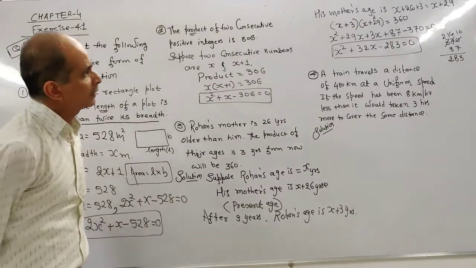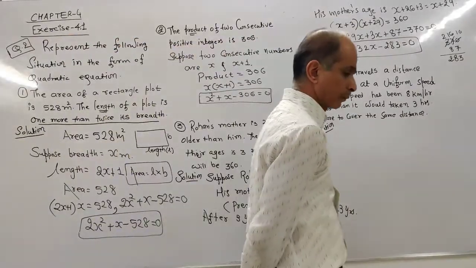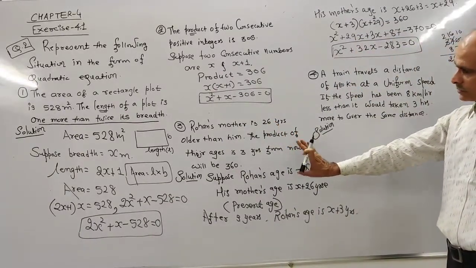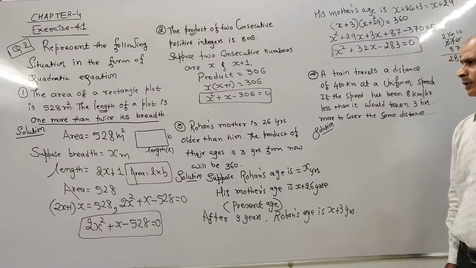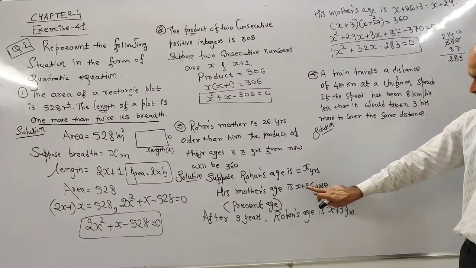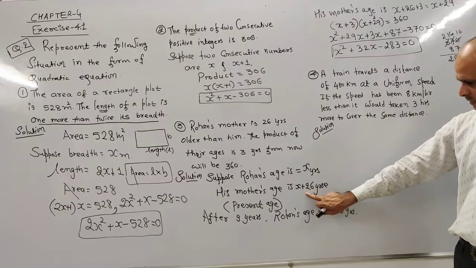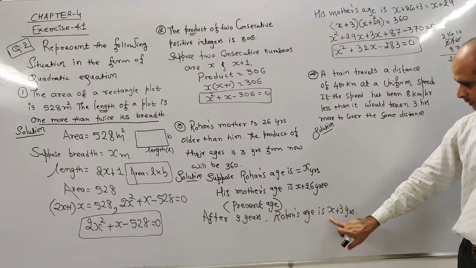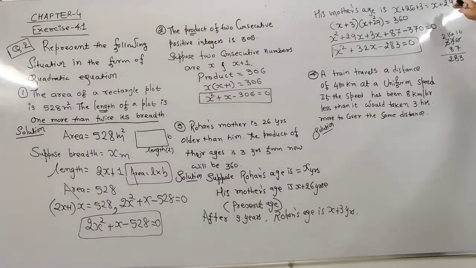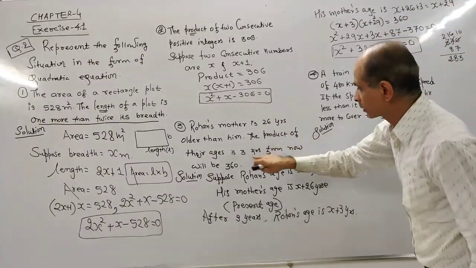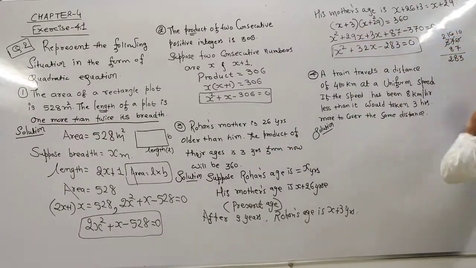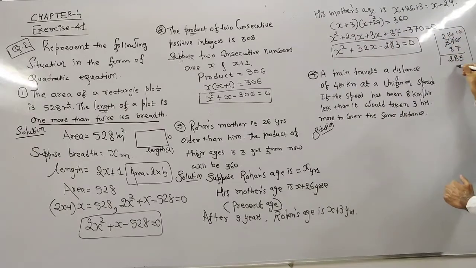This is a quadratic equation. So in question number 3, the age related questions are given to you. Rohan's mother is 26 years older. So Rohan's age is x, his mother's is x plus 26. After 3 years, Rohan's age will be x plus 3, mother's will be x plus 29, and the product of their ages is 360. Then solve this equation, multiply and simplify, and you will get your answer.